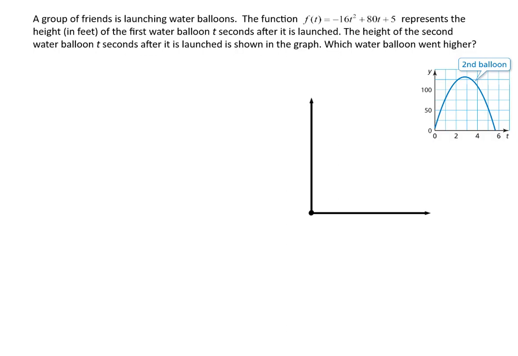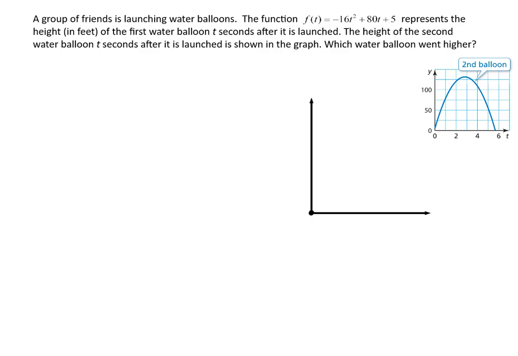Okay, this is problem 2 from the foldable that we made in class. We have a group of friends launching water balloons. The function f of t equals negative 16t squared plus 80t plus 5 represents the height in feet of the first water balloon t seconds after it's launched. The height of the second water balloon t seconds after it's launched is shown in the graph. Which water balloon went higher?